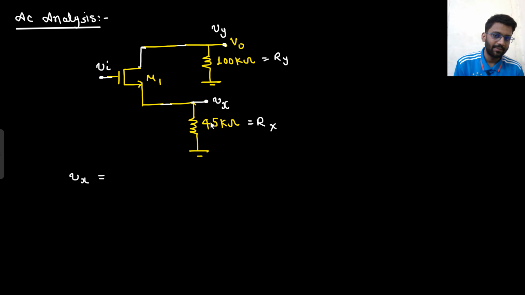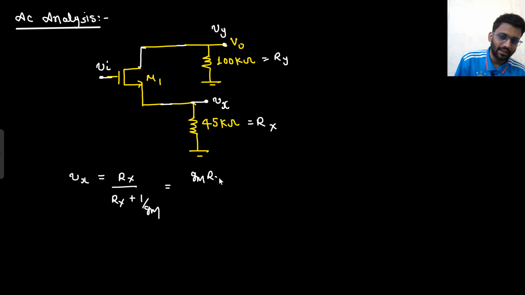Because this will be 1 by Gm here, it would be Rx upon Rx plus 1 by Gm. Simply a potential divider. You have studied it in the common drain amplifier. This is 1 by Gm, this is Rx. So Rx upon Rx plus 1 by Gm, so it would simply be Gm Rx upon 1 plus Gm Rx into Vin.